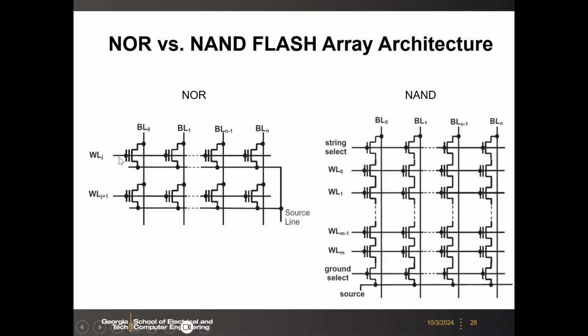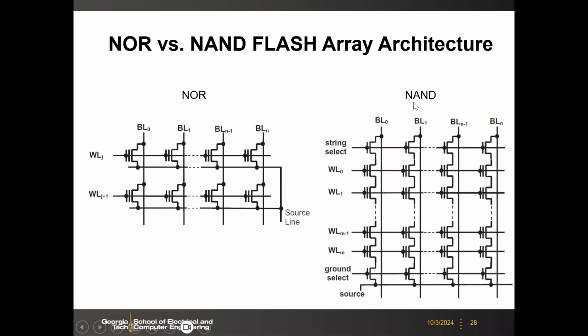Here it's also similar to the DRAM, right? If you do not have that capacitor, then it's like the NOR array. Basically the word lines control the gates, the control gates, and then the bit line is attached to the drain, and the source lines could be connected together as a common source. In this case, the bit line and source line are kind of perpendicular.